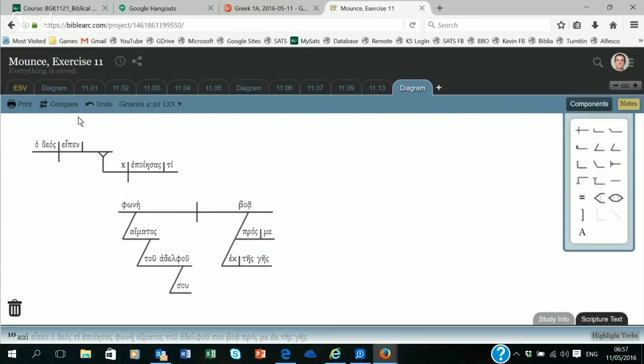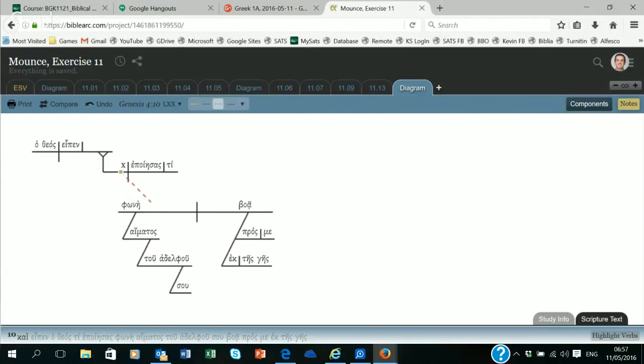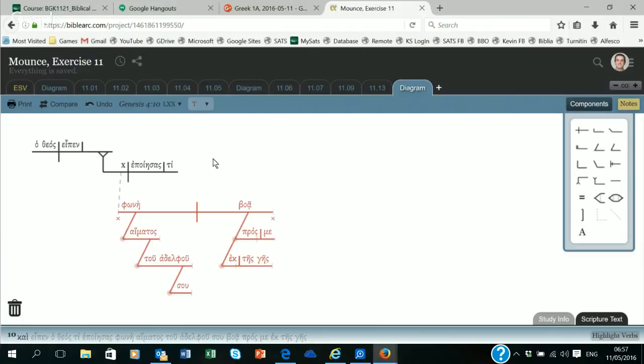Ho theos eipen, what he said is all of this. It's two clauses, and what I suggest we do is show that there's no coordinating conjunction used here, but we can at least show that the two clauses are equivalent. They are both what God said. So God said, what have you done? This is still God speaking. Next sentence of his speech: the voice of the blood of your brother cries out, pros me, to me, ek tes ges, from the grave. From the earth, sorry.